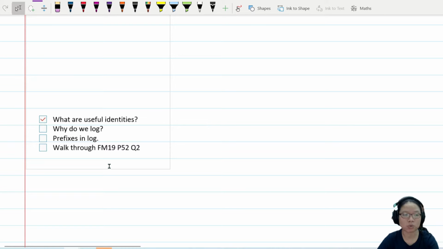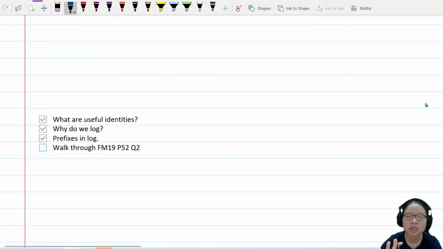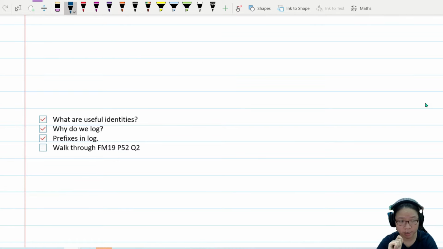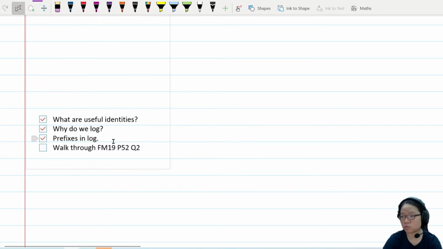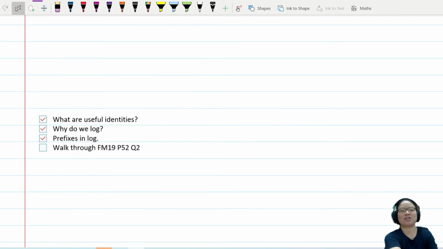We're going to do why we log, and why it is a useful tool. We're also going to talk about something pretty famous that people want to know: how do we handle a prefix in log. And we're going to do a walkthrough of Feb March 19 paper 5.2 question 2. When I reach this point, I will tell you, and you can pause the video so that you can try the question, then come back and we can walk through it together.